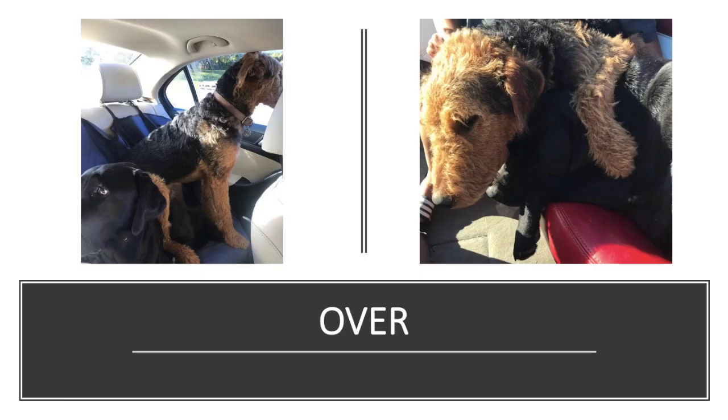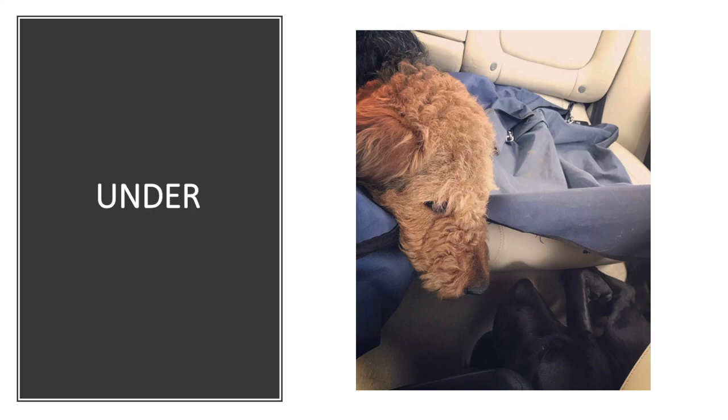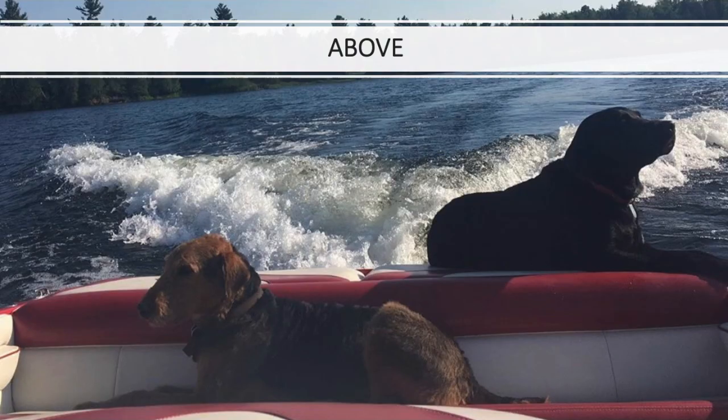So sometimes there's not enough room for both of them to sit, but that's okay because Ravi likes to sit over Elwin. Sometimes though, Elwin gets enough and he goes under the seat. When they're on the boat, Elwin likes to sit on the seat that's above the seat that Ravi sits on.